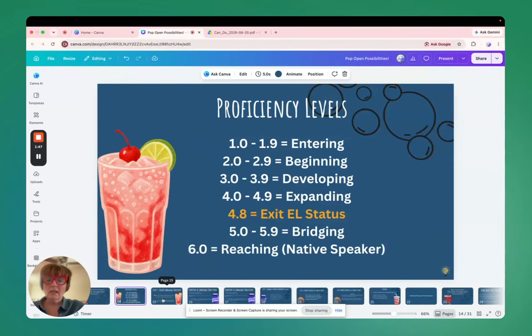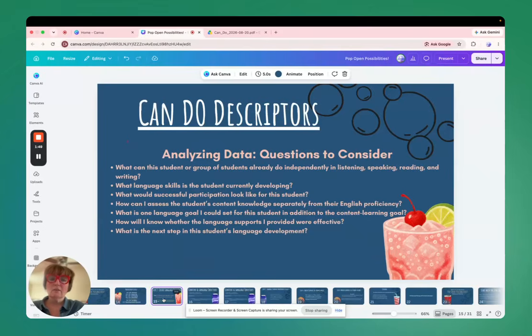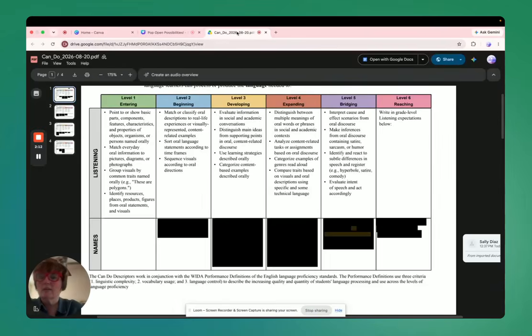And so I want to talk about the can-do descriptors. I'm going to show you a can-do descriptors name chart that I pulled off of one of our teachers. When we start looking at the can-do descriptors, here are a few questions that you can come back later and look at and use to help guide you through this process. I just wrote those down. But let's go ahead and take a look at some can-do descriptors of a teacher's class that they currently have.